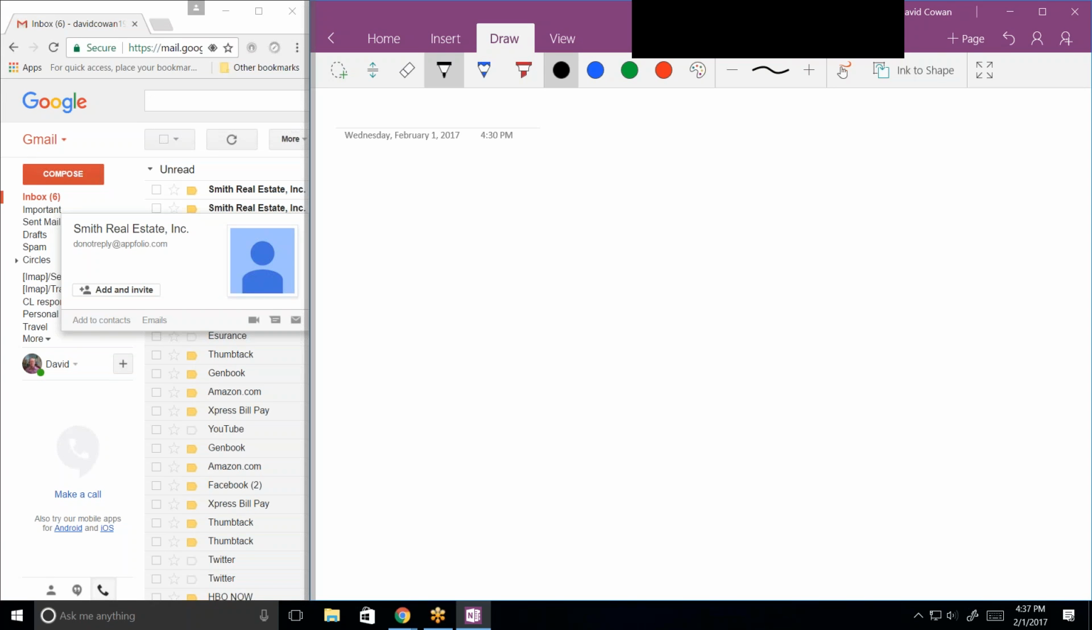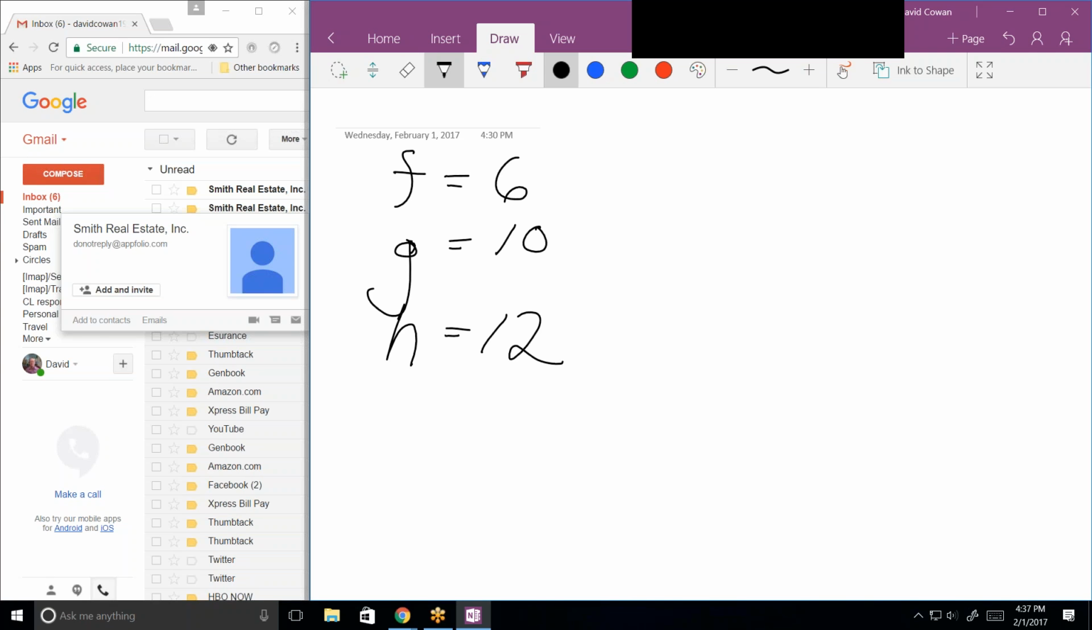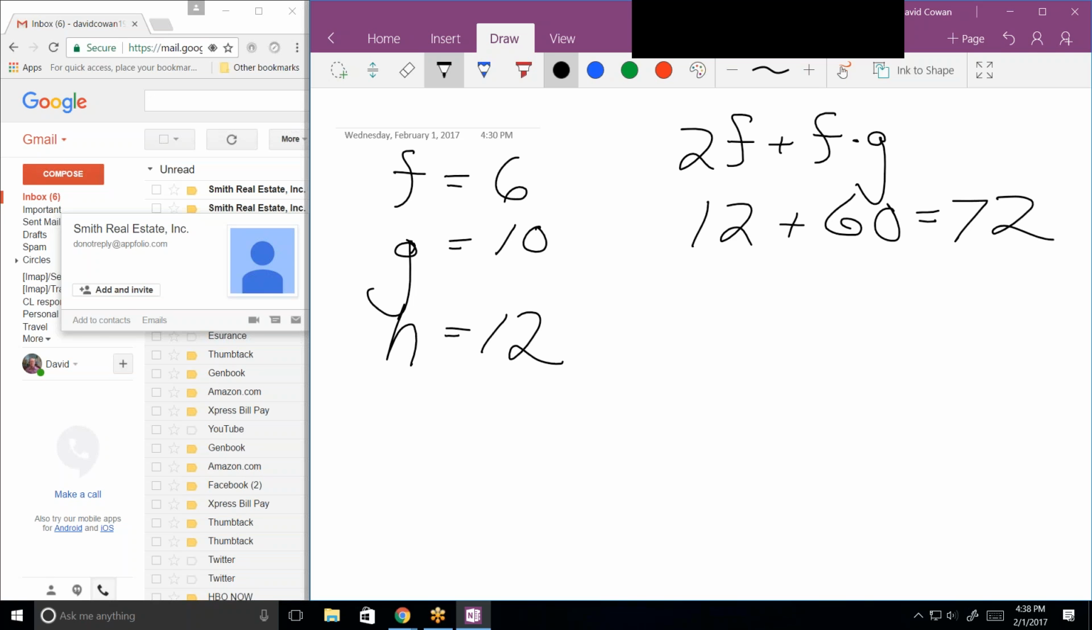Hold on, you're going to need to enunciate a little more clearly. If F equals 6. F as in Frank? Yeah. G equals 10. H equals 12. Then 2F plus FG equals 12. Well, what would it be? 12 plus 50, so 72. Okay.